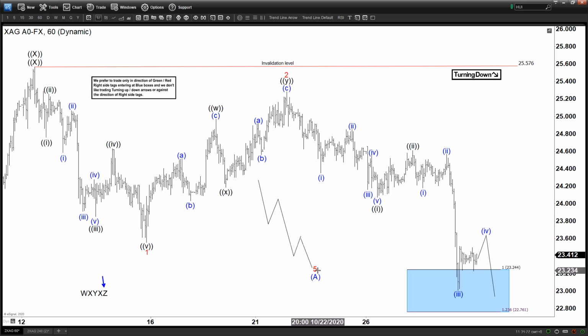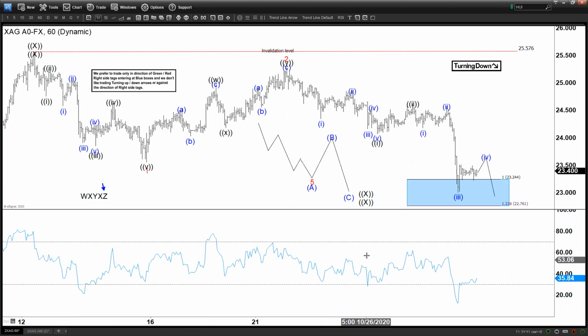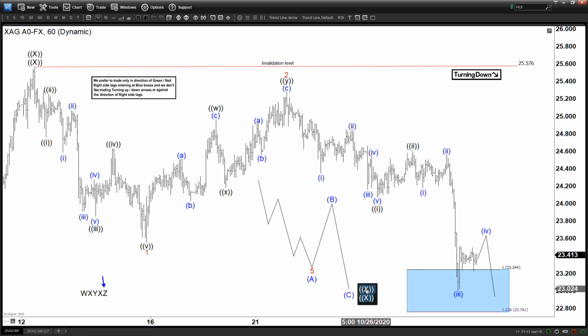And then after that, you will have a B, you will have a C in the intermediate degree, ABC. Now after you fully completed the ABC, then you will end the Z. So that's where we are right now in terms of silver, right? So in other words, we are overall bullish silver.